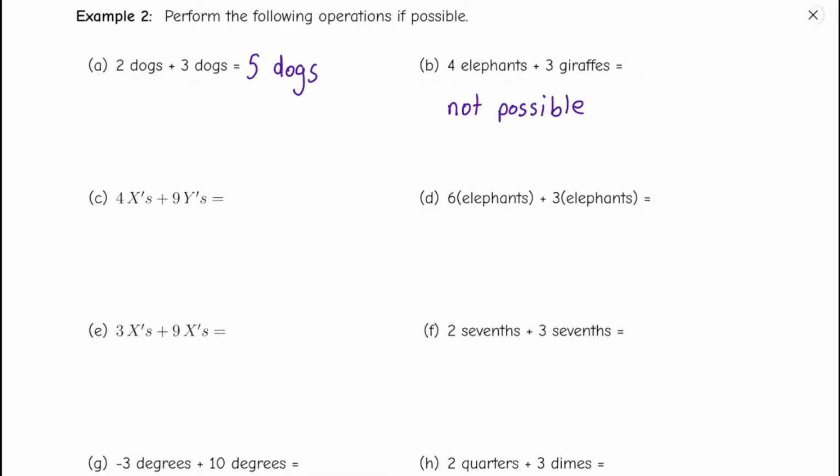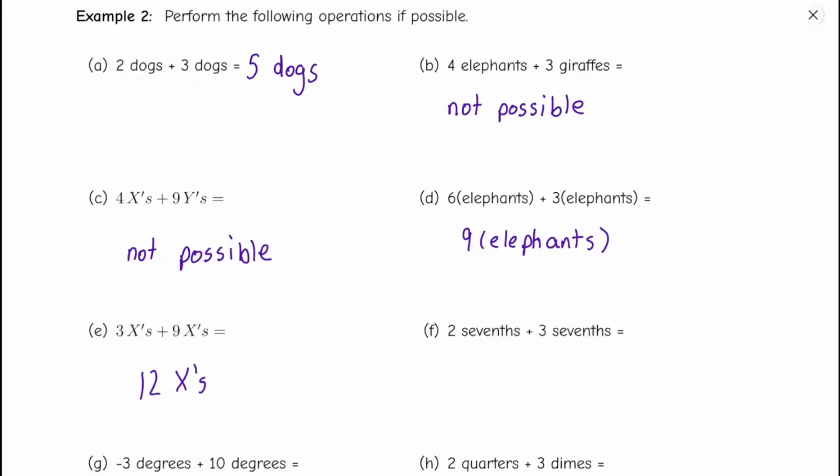C, four x's plus 9 y's. Just like in B, x's and y's are different, so I can't combine them in any way. So this one is also not possible. D, six elephants plus 3 elephants. This one is possible. We end up with 9 elephants. E, 3 x's plus 9 x's. X's are the same, so we get 12 x's.